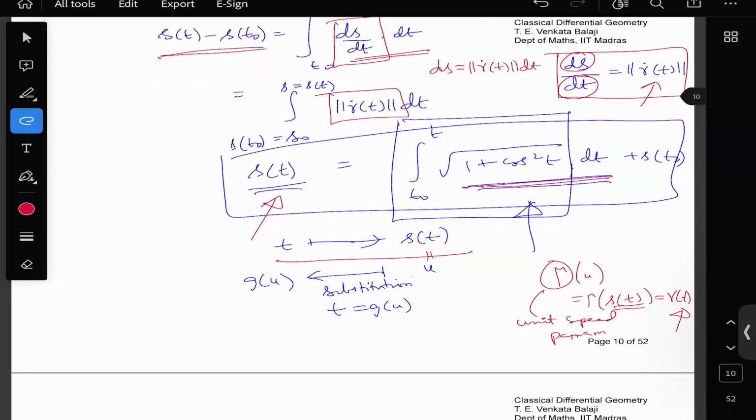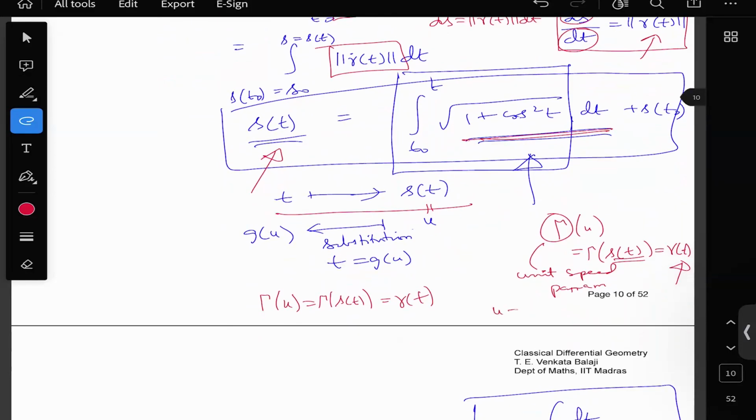So write it as follows. Gamma of u is gamma of s of t. This is small gamma of t, where your u is s of t. If you want to invert it, you get s inverse of u is equal to t. Therefore, your gamma of u is also equal to small gamma of s inverse of u, if you replace t by s inverse of u, because u is s of t. So if I want an expression for capital gamma of u, I have to find s inverse of u, and then plug it inside the small gamma, which I know already.